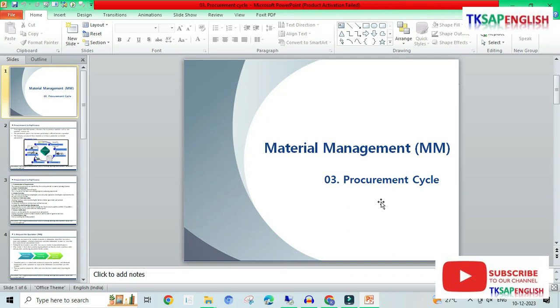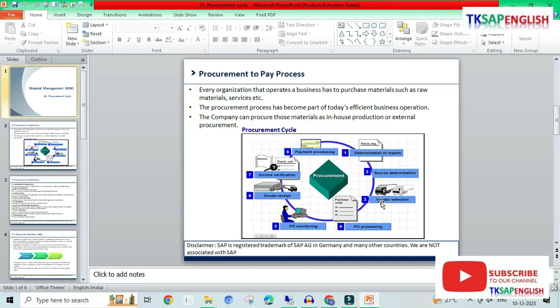In Material Management Module Training, third chapter: Procurement Cycle. We can call it the procurement to payment process, or procurement to payment cycle, or P2P cycle. These are all the different names used in our industry. So what is meant by procurement cycle?